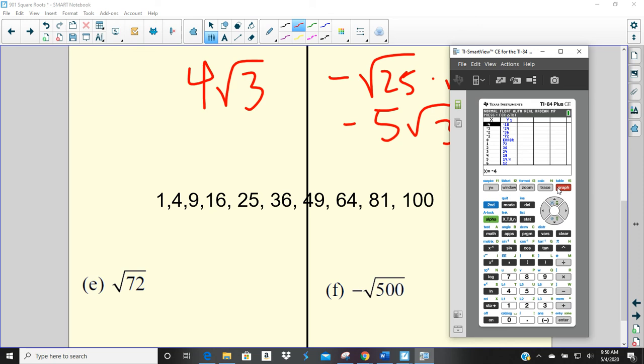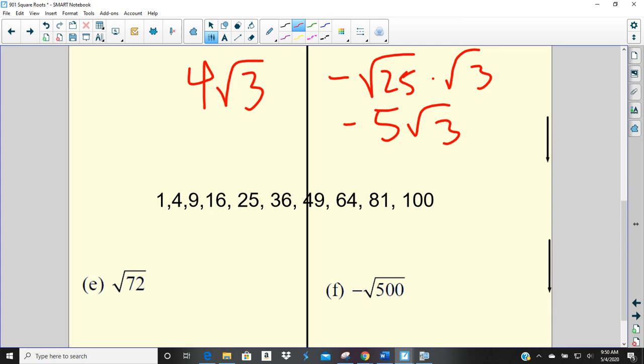2, 36. 36, is that the largest one that goes into it? Of course it is, because the other number's 2. 2's very small. So I have 36 under the square root sign times square root of 2. Square root of 36 is 6, and then square root of 2.